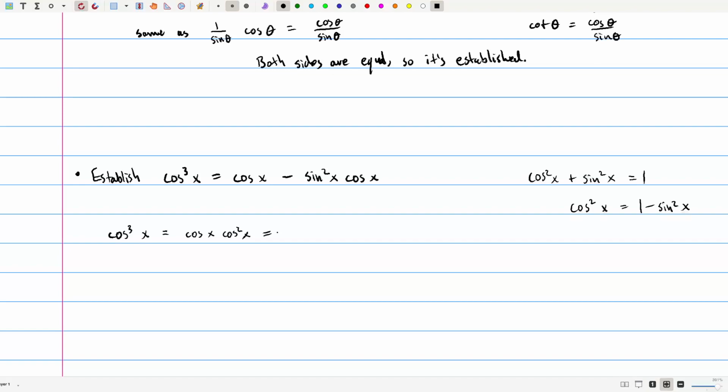And so then cosine x can be multiplied by 1 minus sine squared x. And I can distribute, cosine x minus sine squared x cosine x. And then let's use the commutative property of multiplication and write it like that. Okay, so it's been established. We've shown that the left-hand side equals the right-hand side. Let's just give that a check.